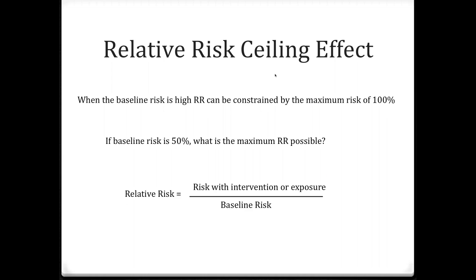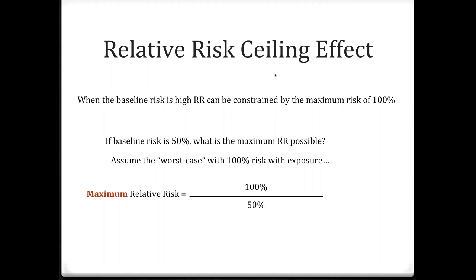So what is this ceiling effect? Let's consider when the baseline risk of the outcome is high. The maximum relative risk is constrained by the fact that the maximum possible risk in the exposed group is 100%. So if you have a baseline risk of 50%, what's the maximum possible relative risk? Let's assume the worst case scenario of 100% risk for the numerator, that is those exposed, and fill in the denominator with the baseline risk. That gives us a maximum possible relative risk of 2.